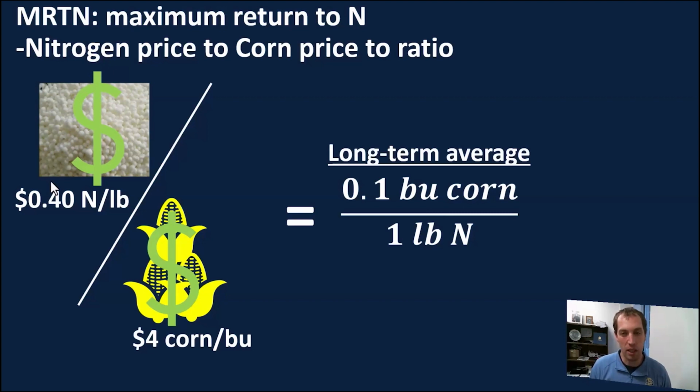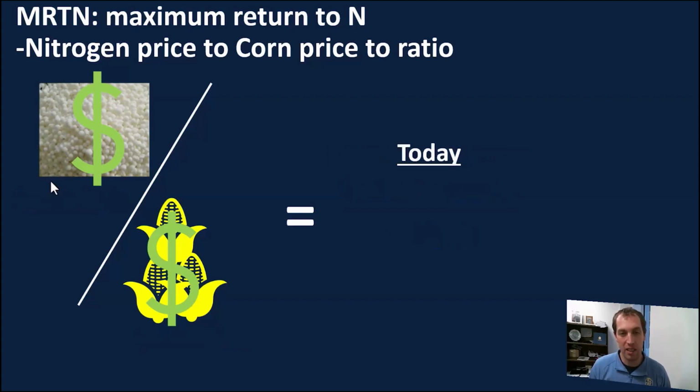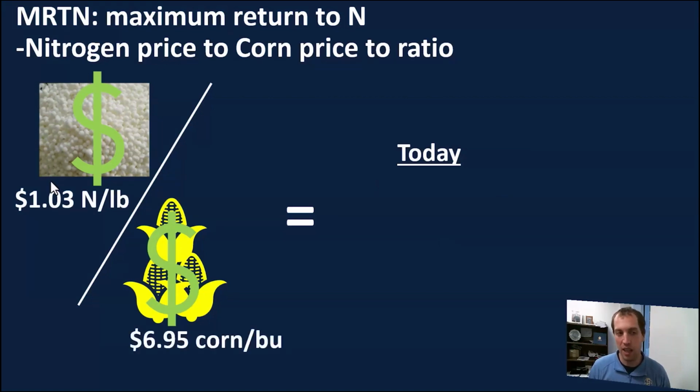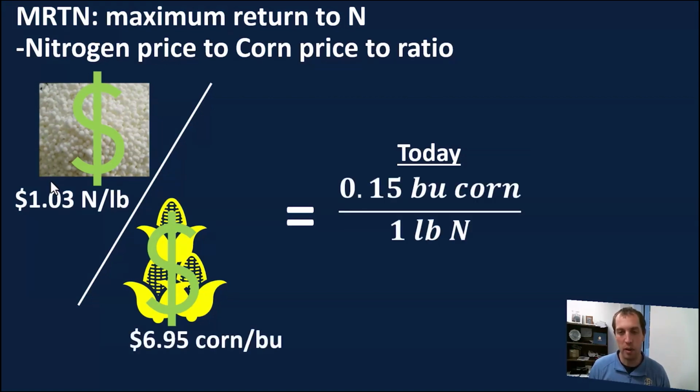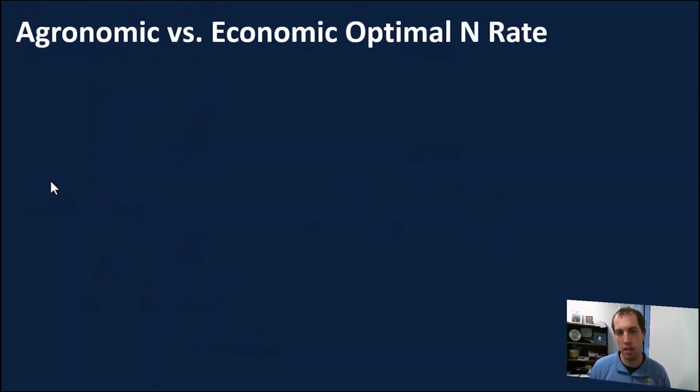Which means I need to increase by 0.1 bushels of corn for every pound of N to pay for it. But this is our long-term average. Today's average is a little different. We're around $1.03 nitrogen, $6.95 corn. So if we do the math there, we're about 0.15 bushels of corn we need to increase for every pound of N. So you can see just from that, we went from 0.10 bushels to 0.15 bushels. So we need to get more corn back per pound of N we're putting on now than we used to. So to kind of clarify this a little bit more, we're going to talk about two different definitions here.